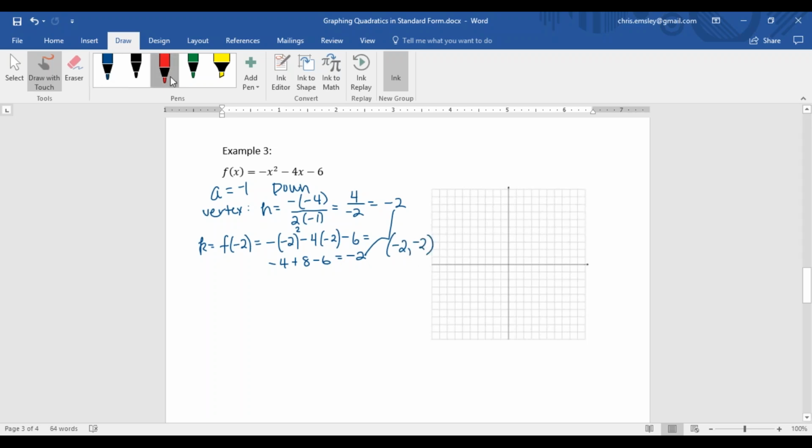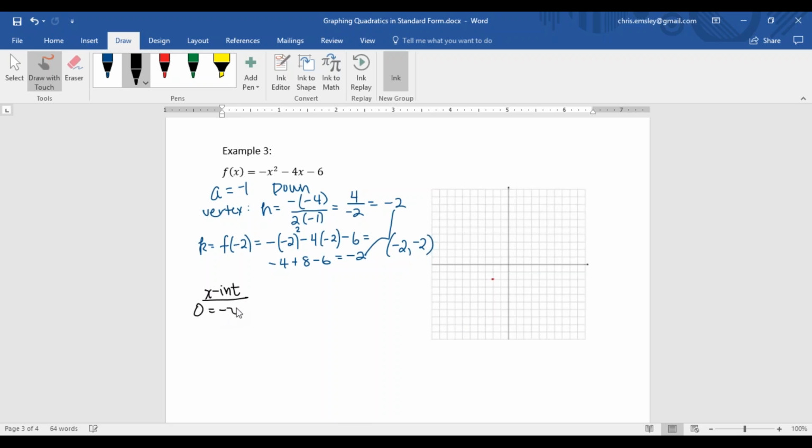And again, this is not a bad idea to stop and think here. If our vertex is at (-2, -2), so that will be right here. And I know this opens downward, so what does that tell me about my x-intercepts? Well, it tells me that I'm not going to have any. I'm going to go ahead and do the calculation here for you just to show you what that looks like.